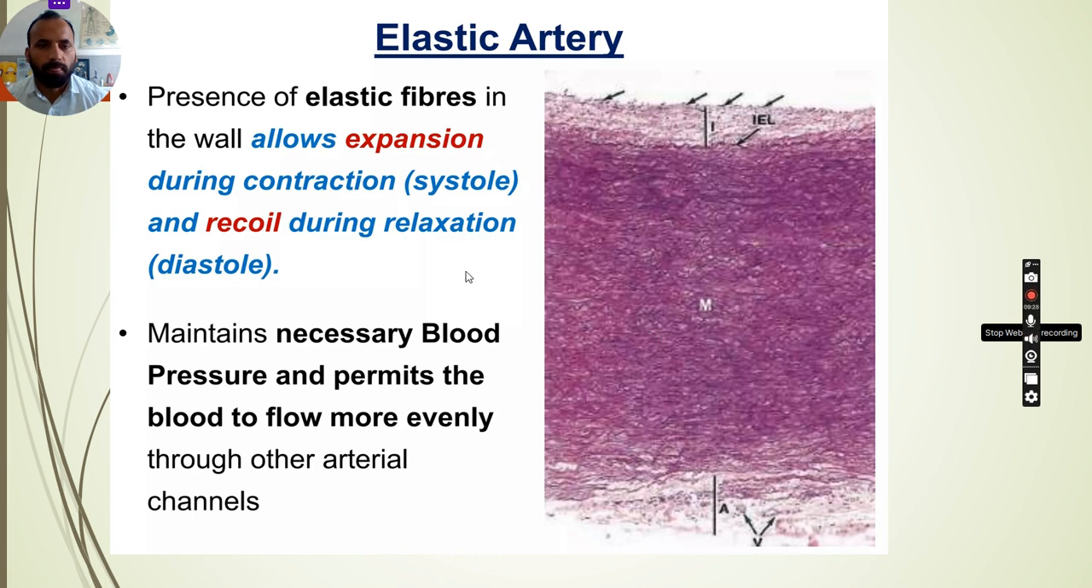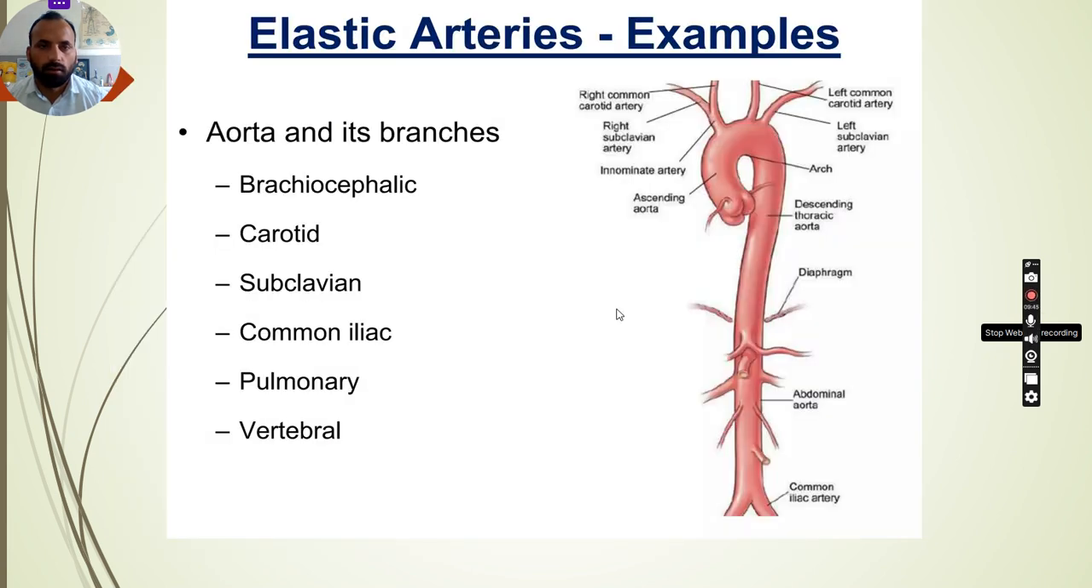If you see the picture of an elastic artery under the microscope, under 4x, you can see the internal elastic lamina, the tunica media, and tunica adventitia. These are some of the examples in the body where you can find the elastic artery: the aorta, brachiocephalic, and carotid artery. These are the big arteries which are elastic in nature.